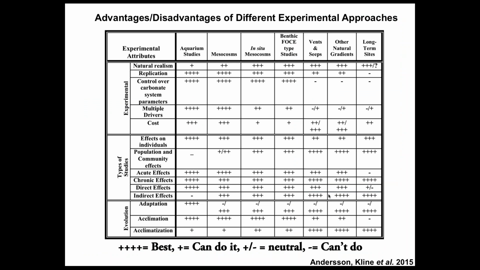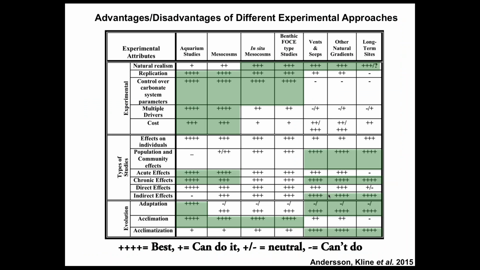But each of these studies and approaches has several advantages, but they also have several disadvantages. So this is a table that, again, we put together with about 30 PIs in a room at the NSF OA meeting that was in Washington, D.C. a few years back. And I'm just going to highlight the key strengths and weaknesses of these different approaches. So I highlighted in green what these different approaches do particularly well.